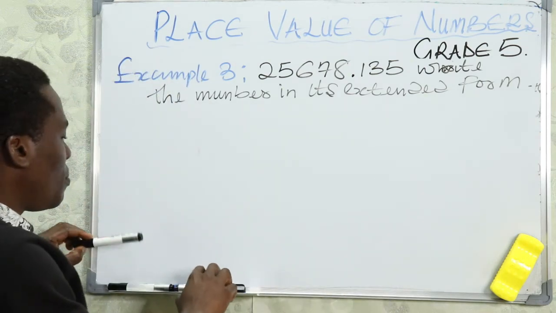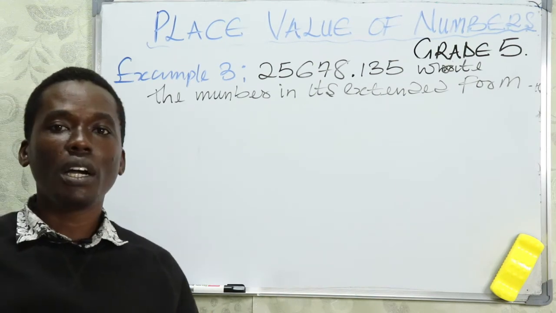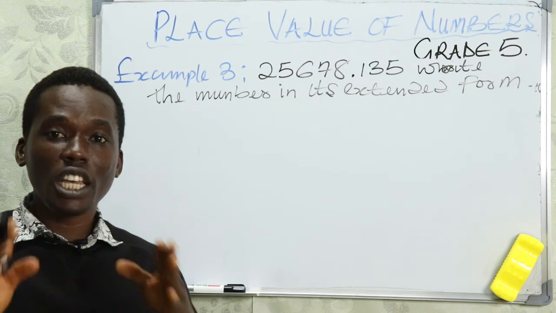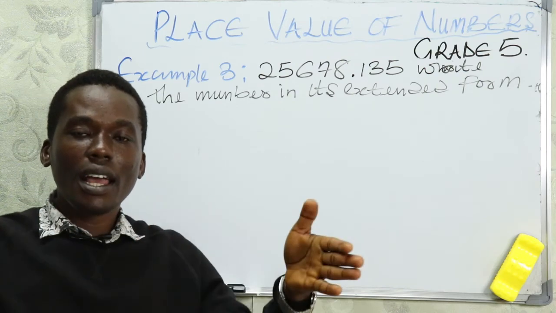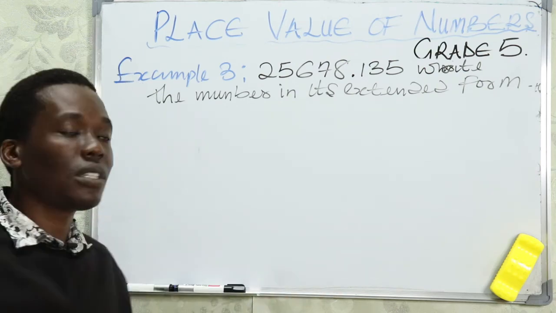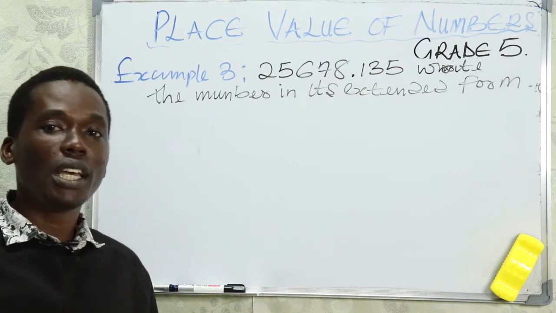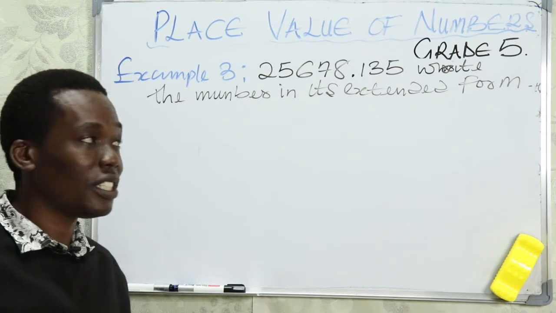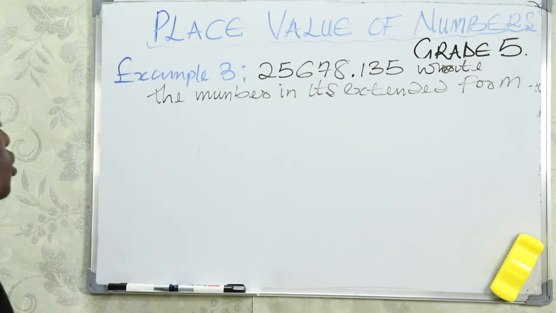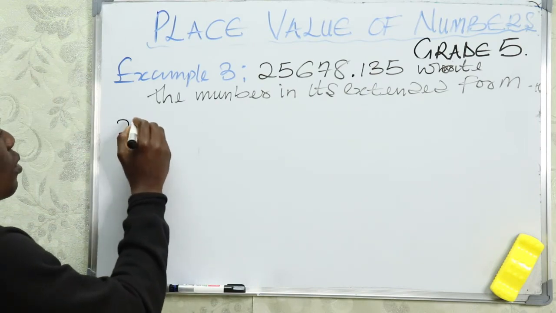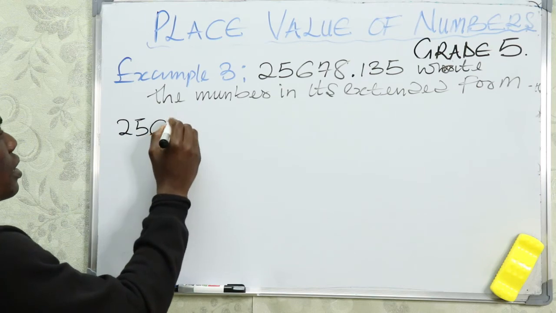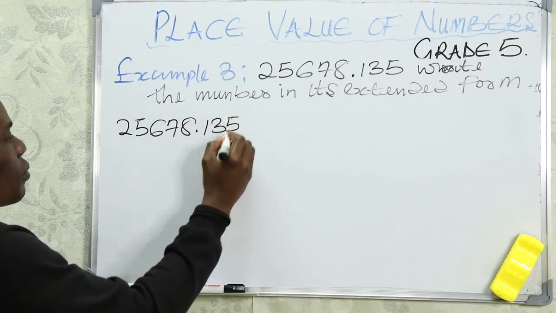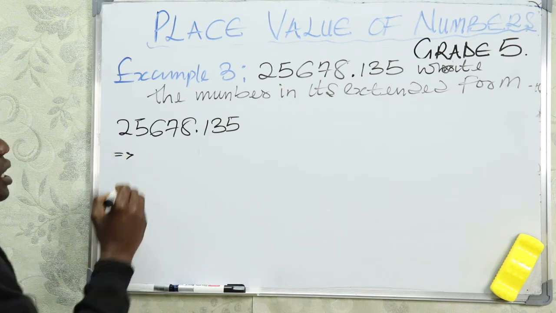Extended form simply means representing this number in the values in which they should appear in their normal form. If it is 100, you put it in the hundreds. If it is in thousands, you put it in the thousand. The tens should be in the tens and the unit will be in the units. So if we have 25678.135, we are asked to represent this in the extended form.